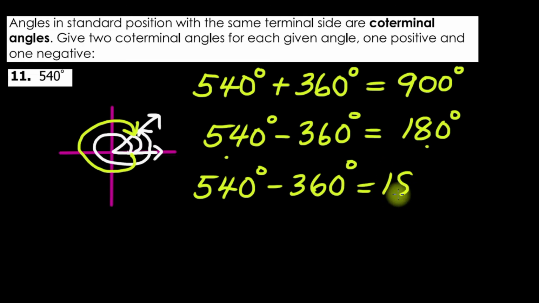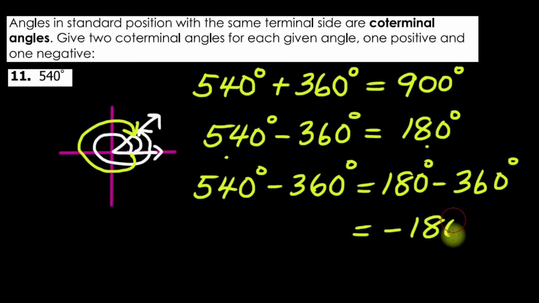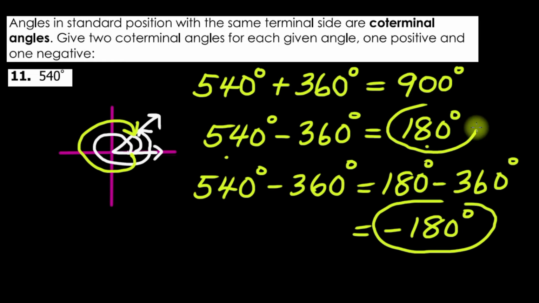So here I would take 540 degrees minus 360 degrees. That's going to give me 180 degrees. And then I have to minus 360 again, because I need it to end up with the same terminal side. So here it's going to give me negative 180 degrees. Okay, so here I found the negative coterminal angle and the positive coterminal angle. So that is how you find coterminal angles. Add 360 or minus 360, and sometimes you have to keep going because you want to end up with the right number.